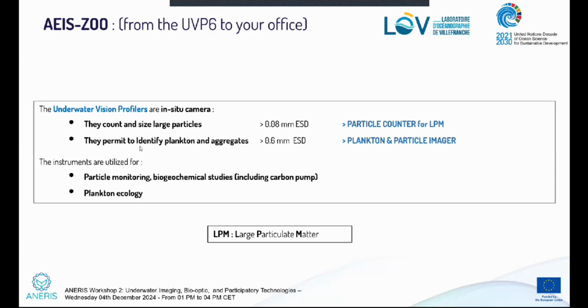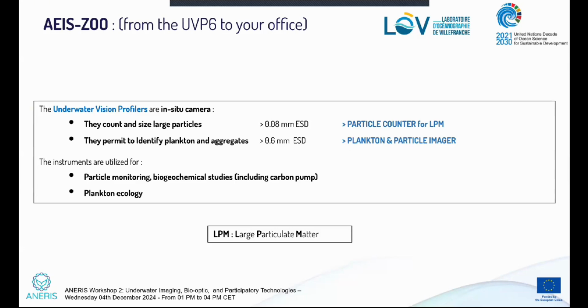it also permits to identify the plankton from these images, but also the aggregates and detritus, which largely dominate the underwater assemblages. It can be 90% aggregates versus plankton. And we do that for organisms above half a millimeter, I mean 0.6 millimeter in equivalent spheric diameter, for which we have sufficient resolution to do a classification. In that case, the sensor is a plankton and particle imager.